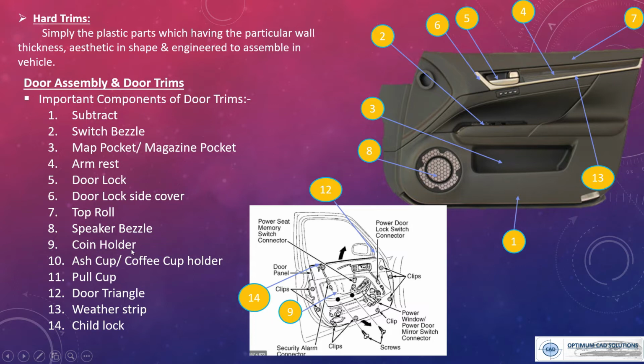Then coin holder, this is an additional item, and as per the different types of vehicle and requirement, it gets designed or incorporated in a door trim. Then ash cup or a coffee cup, then pull cup, door triangle. You can see here the door triangle from which the mirror assembly gets mounted. Then weather strip and child lock. So here is the child lock. So those are the different important components of a door trim.